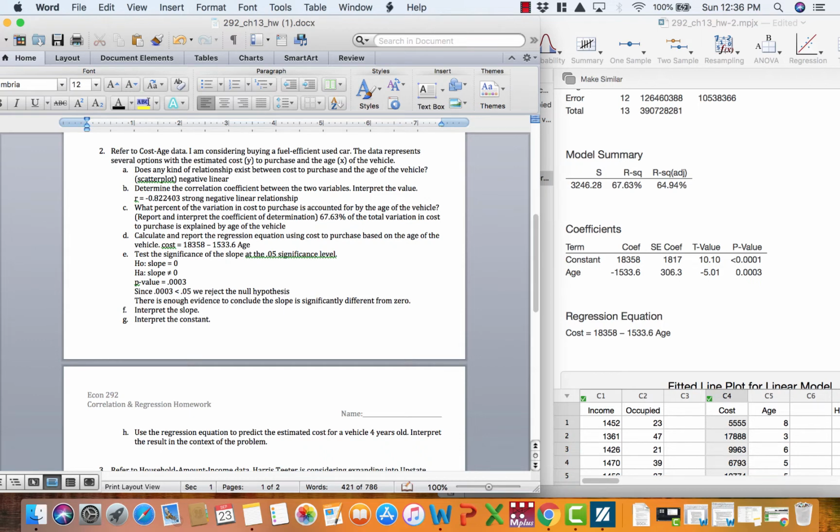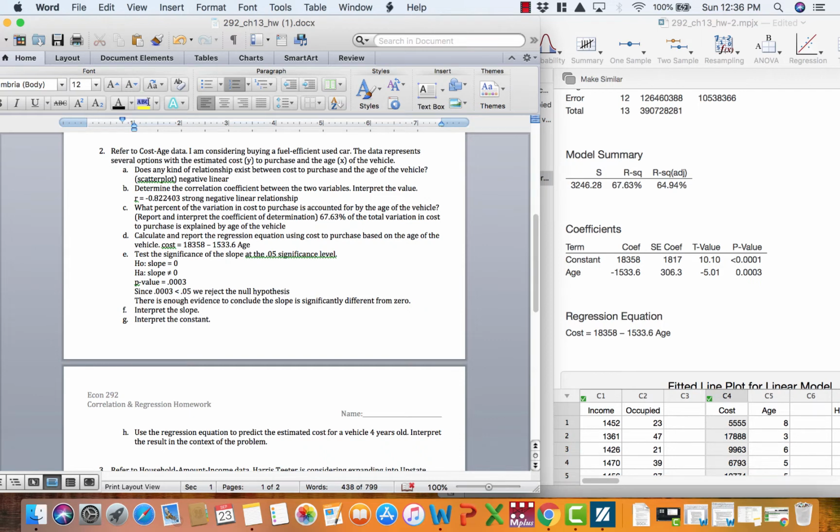All right, so what does that mean for a conclusion? There is enough evidence to conclude the slope is significantly different from 0. That means we can interpret the slope. It matters to the problem. In other words, age is a good predictor of vehicle cost.